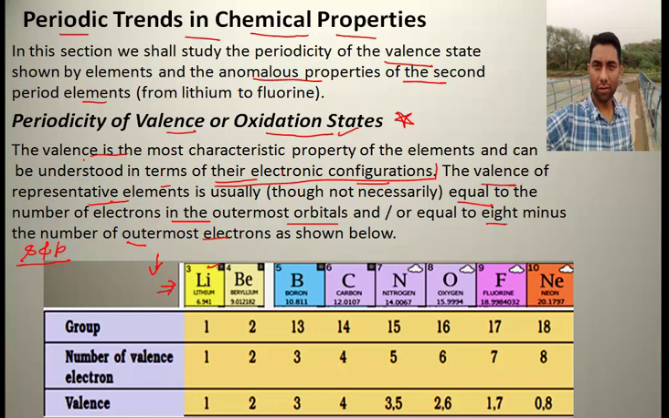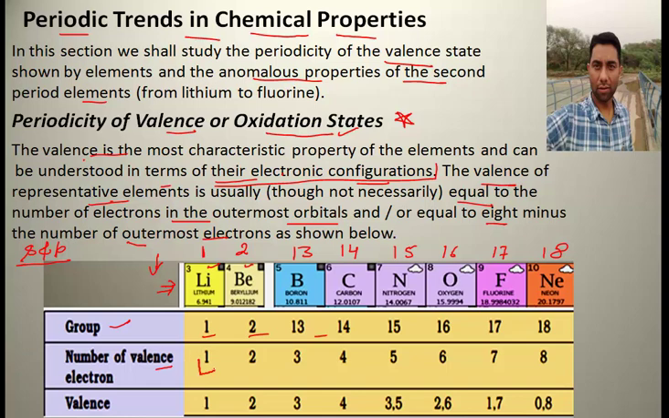So lithium belongs to the first group, beryllium belongs to the second group, then boron is from the 13th group, then carbon 14th, 15th, 16th, 17th, and then 18th group, noble gas, right? So it's given. Now group number is given already. The number of valence electrons: how many valence electrons will be there in group 1?